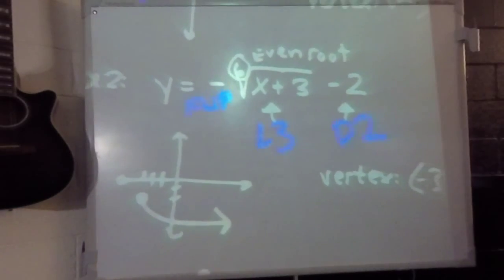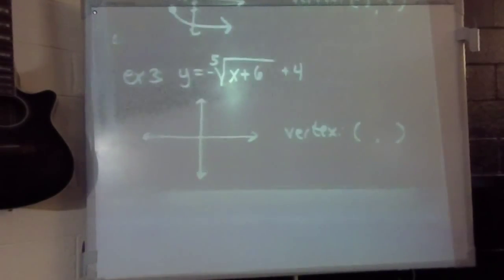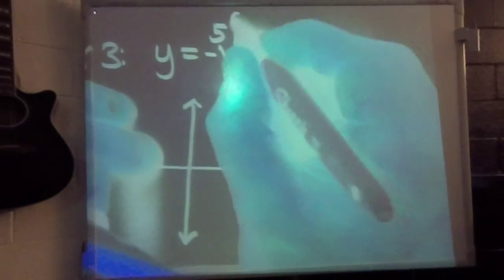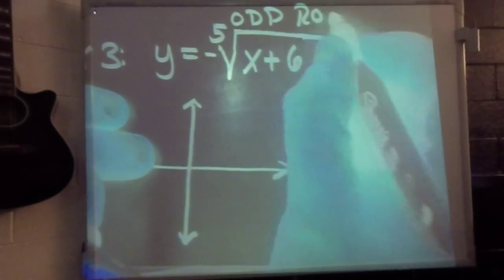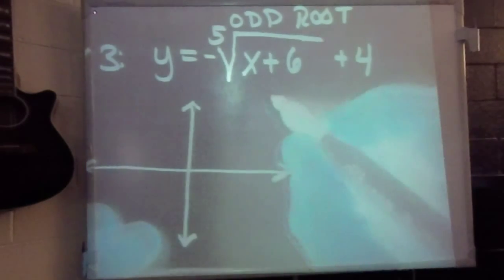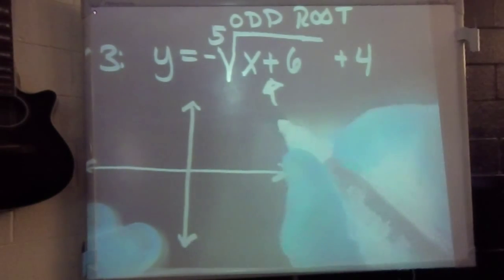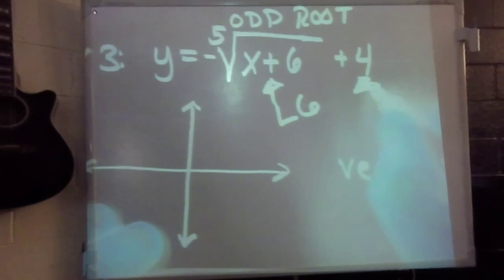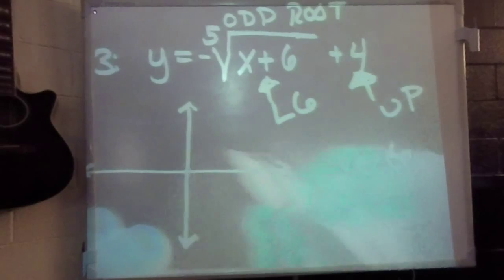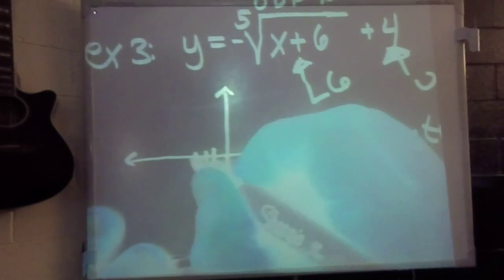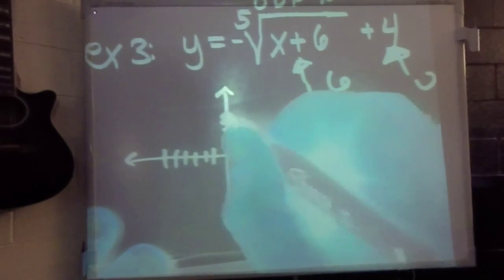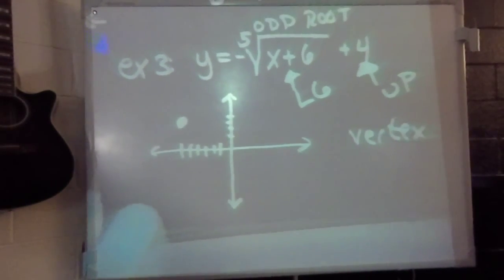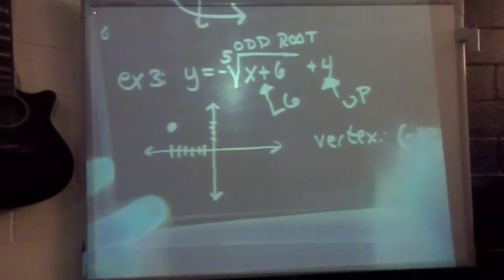And one more on this. First thing is to notice the type of root. Do we have an even root or odd root? Odd root. Squiggly. So we got the sideways squiggle. Inside here is a plus 6. It's going to be negative 6, so left 6. And outside here is a plus 4. Up 4. So I'm going to do my left 6, my up 4. Puts me here, puts the vertex at (-6, 4).